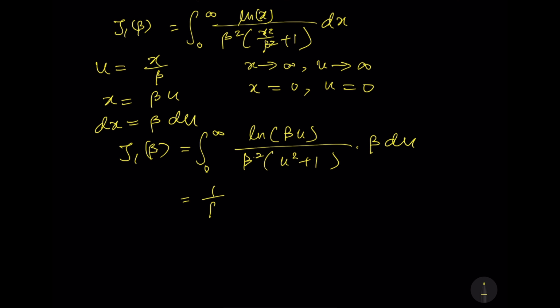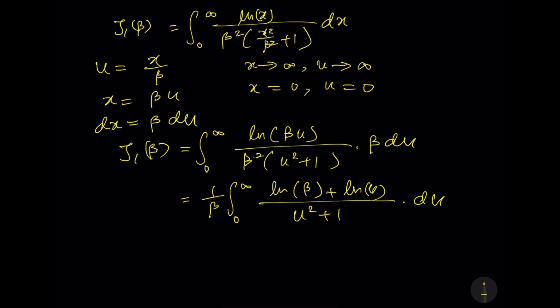From here, we can bring 1 over beta out from the integral as a constant and rewrite the numerator as natural log beta plus natural log u. Take note that u is a dummy variable of calculus and we are dealing with a definite integral, so the final answer is a number. Therefore, we can change the u to another variable name such as x. Label this as equation 1.